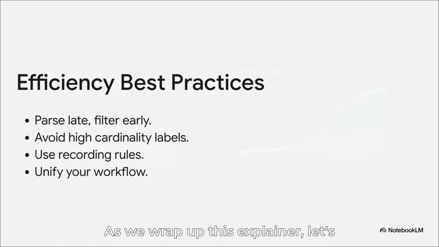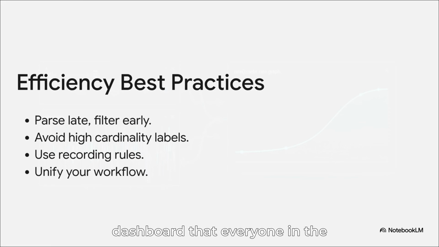As we wrap up this explainer, let's look at how you maintain this kind of efficiency as you scale up. Rule number 1, parse late, filter early. 2, definitely avoid high cardinality labels. Please don't try to index millions of unique user IDs as labels. You will literally crash your system. Extract them at query time instead.